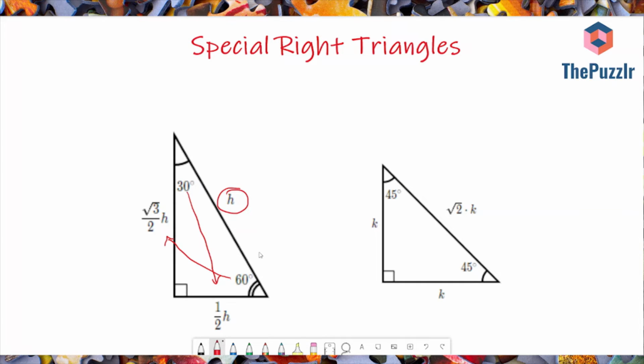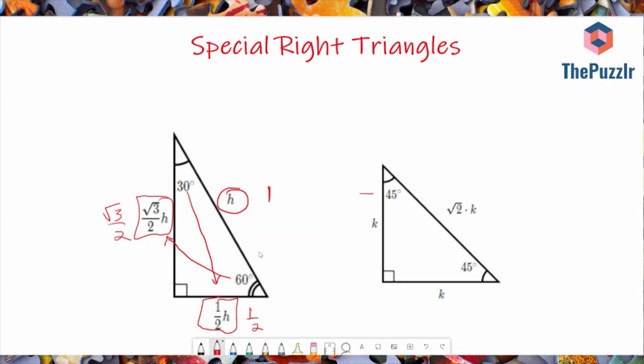So h could be any number. For example, if h is 1, then this side would be 1/2, and this side would be root 3 over 2. These numbers you should just memorize. That's the best way to do it. And you can actually prove that this does work using the Pythagorean theorem, although why these exact numbers, you do need to know a bit of a trick for that.